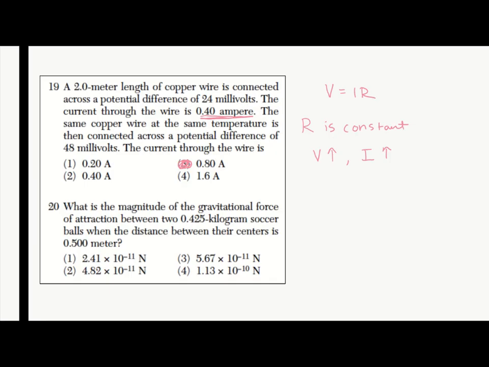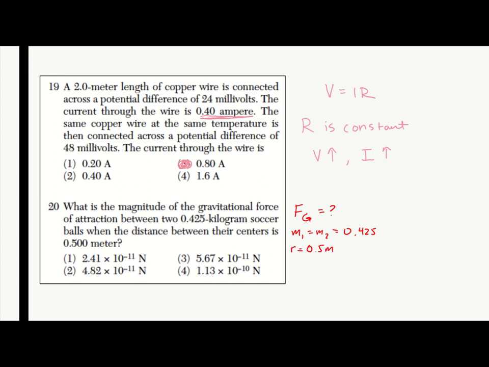So let's identify our variables. Let me use a different color. Let's use red. We got our two masses. We got our distance. We're looking for big FG. We got our masses. They're the same. And our separation distance is 0.5 meters.